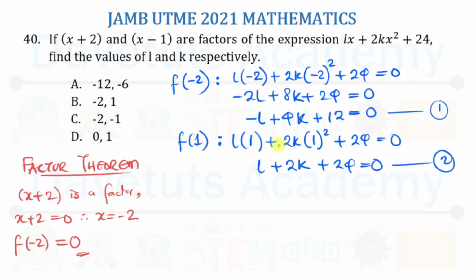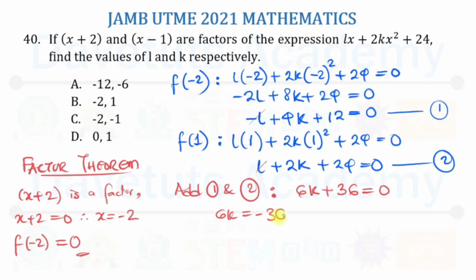And looking at these two, I have equation 1 with minus L, equation 2 with L. If I add equation 1 and 2, I'll just go ahead straight. L and minus L will knock out. 4k plus 2k will give me 6k. Then 12 plus 24 will give me 36, equal to 0. So 6k will be minus 36, and k itself will be minus 36 over 6, which is minus 6.